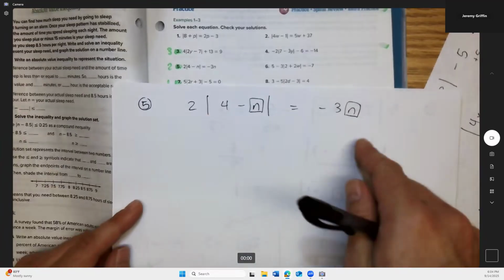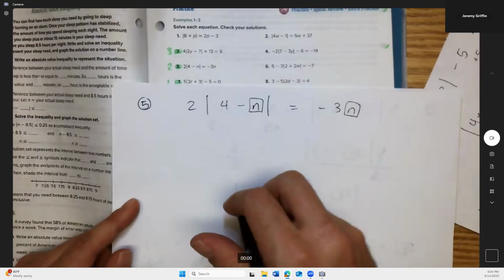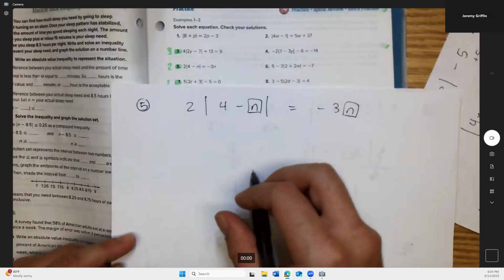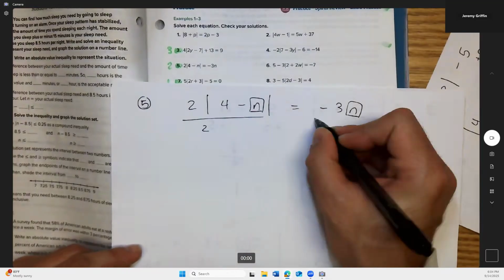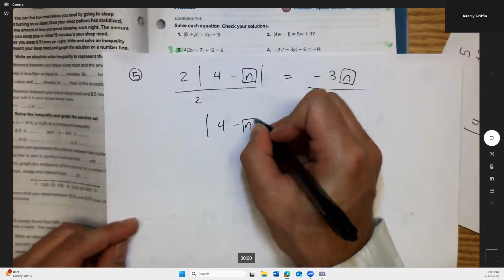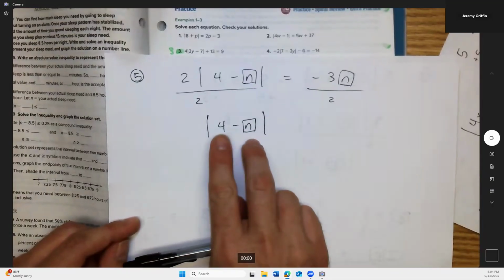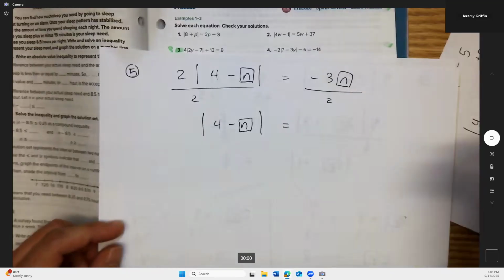So I know from the outset it has to be negative. Okay. So, well, maybe I'll divide both sides by 2 to start. Over 2, over 2. Okay, so I got absolute value of 4 minus n, which, by the way, is the same thing as absolute value of n minus 4, if that helped. Right? Absolute value would be the same.